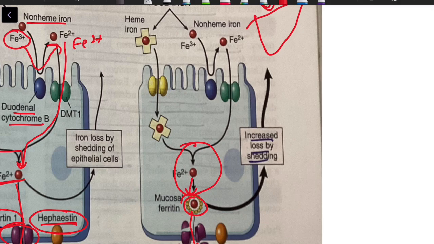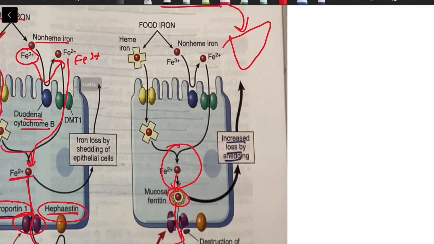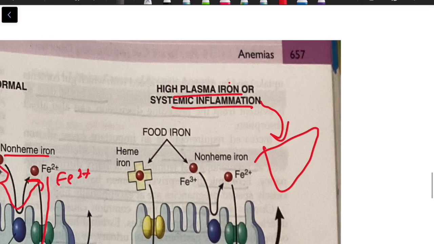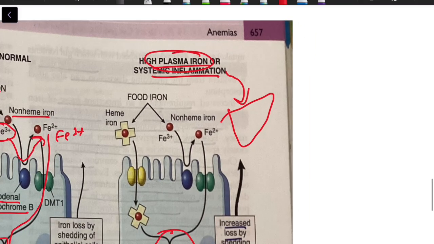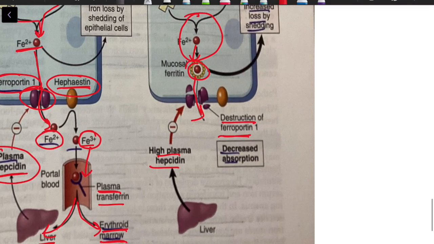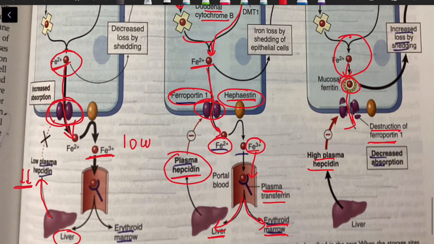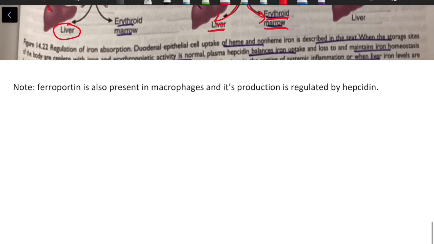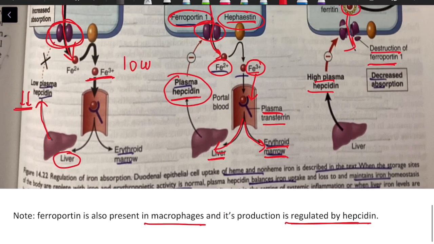Now what happens to this ferritin which is stored in the mucosal cells? These mucosal cells will shed out because they are epithelium. So when they are shed out, this iron is also lost. So that is how this high plasma iron starts decreasing, or the compensatory response occurs due to this high plasma iron. Now I want to add one more thing, that this ferroportin is not only present in mucosal cells, it is also present in the macrophages, and its production is regulated by hepcidin.